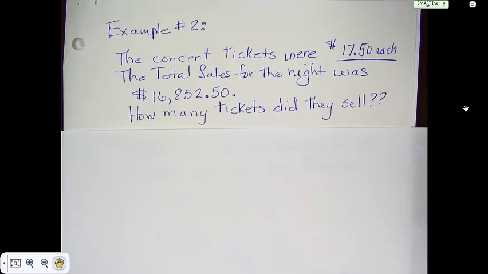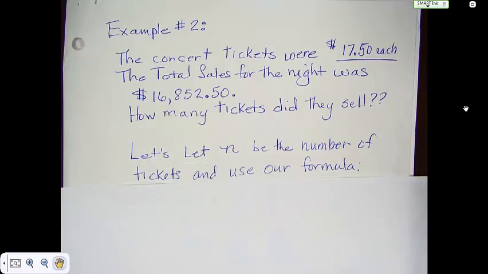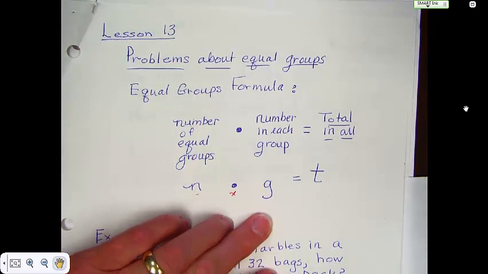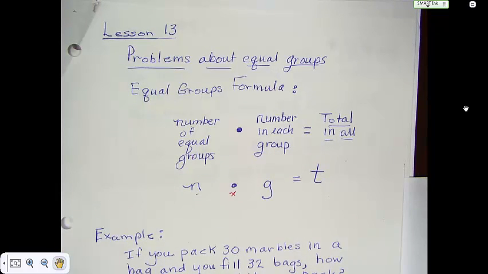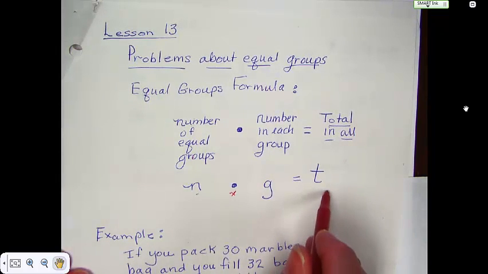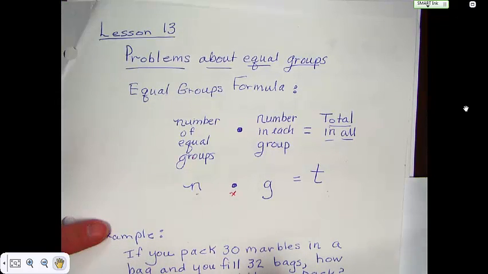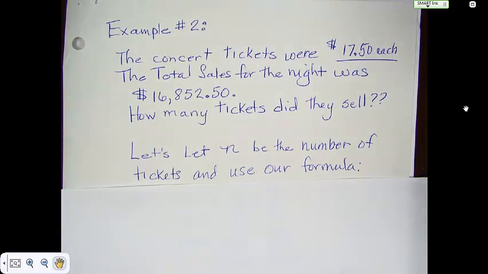Now, in our formula that we had before, we had the number of equal groups times the number in each group, and we got a total. Well, we have the total, and what do we have here? Do we have both of these things? We got the total for sure. We have the price of one ticket, but do we have the number of people that bought a ticket? I don't think we do. So let's look at this again.